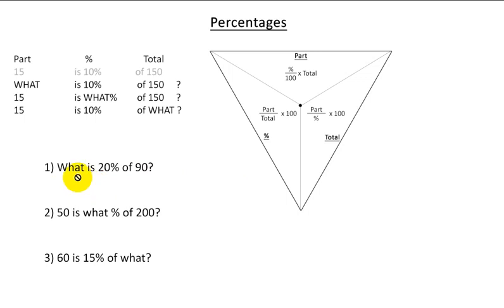The first one asks, what is 20% of 90? Okay, so I want to figure out what I know from these, which two pieces I have, to know what I'm looking for. I have 20%. That means I know the percentage, so it's not this. I want to find 20% of 90. 90, in this case, is the total, because I want a percentage of it. So I know these two, which means I want this. I want the part. So I take the percentage over 100 times the total.